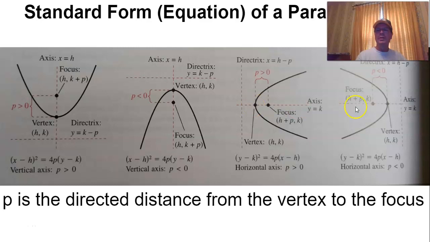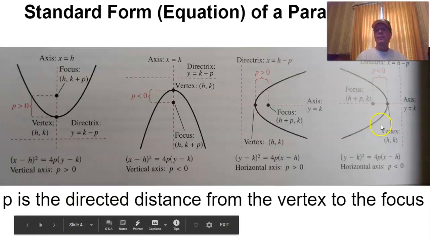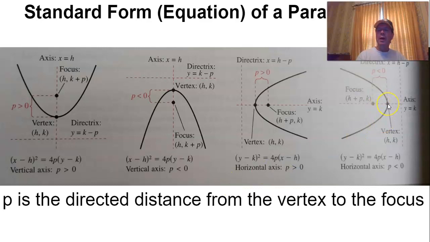Now, your vertex is still (h, k), just as it was, all right? If the focus is to the right of the vertex, then p is positive, all right? p is still the distance from the vertex to the focus. It will be a positive directed distance if the focus is to the right of the vertex. If the focus, like in this case here, the leftward opening parabola, is to the left of the vertex, then p is going to be negative. All right, so it's a negative directed distance if the focus is to the left of the vertex.